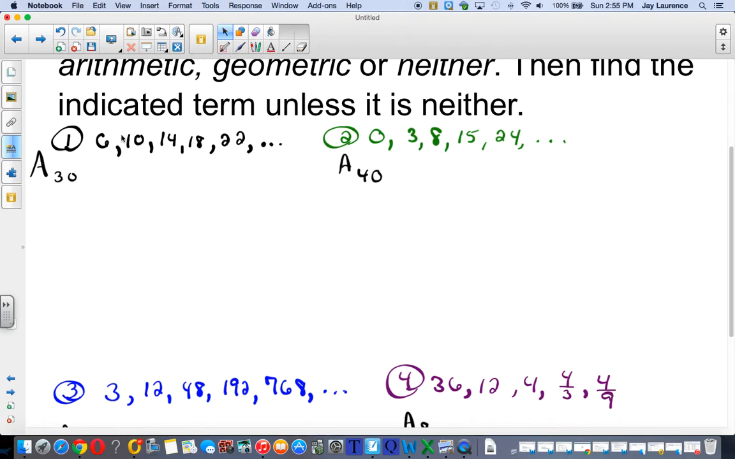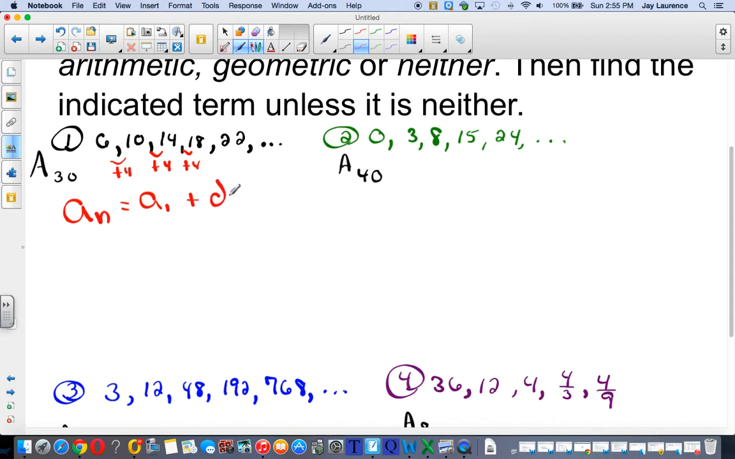So let me move that a sub 30 over. All right, here it comes. Here comes number 1. So I'm going to go and look, and I notice it's plus 4, and plus 4, and plus 4. This is going to be a linear function, which means it fits the arithmetic sequence formula: a sub n equals a sub 1 plus d times n minus 1.